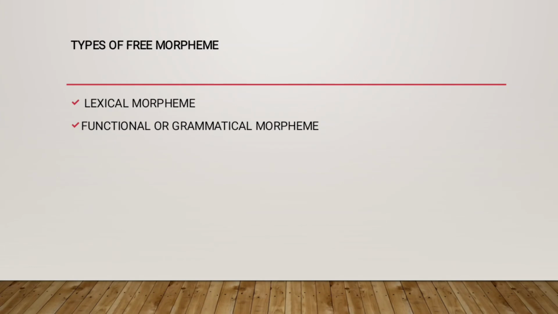We are looking at types of free morphemes. Free morphemes can be classified into two types. We have the lexical morpheme and the functional or grammatical morpheme. We shall take a look at each of the types of free morphemes.